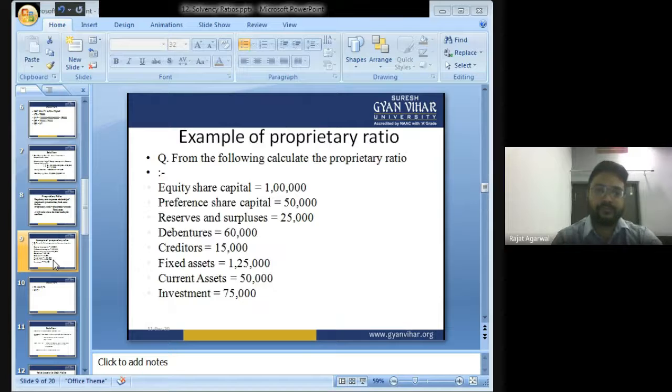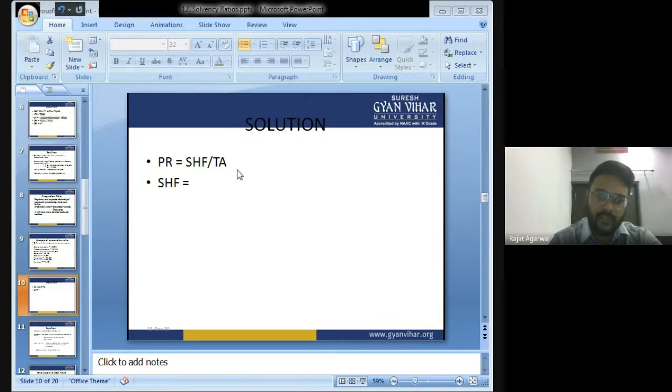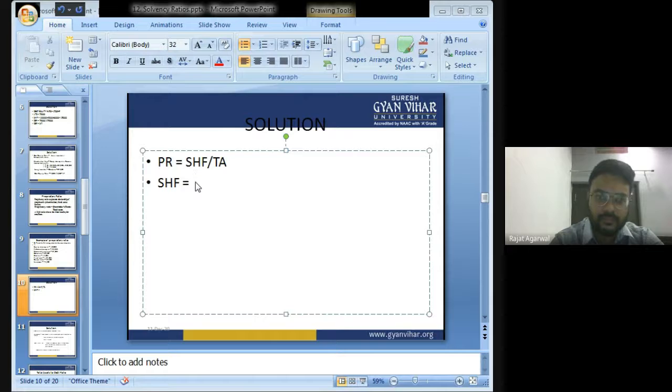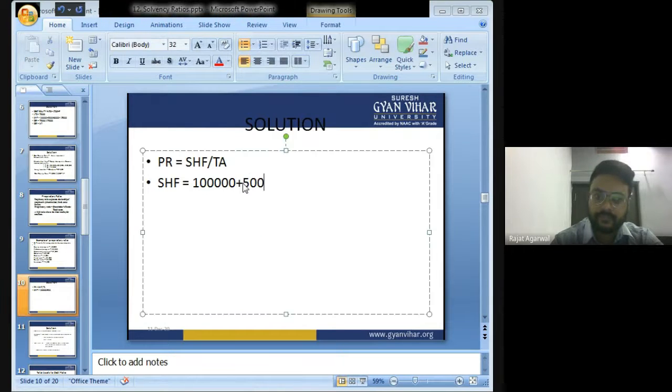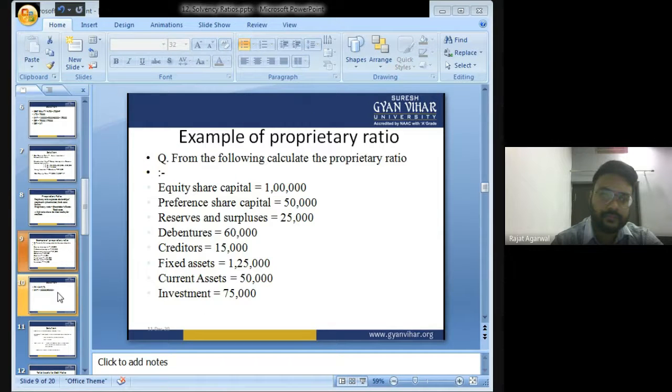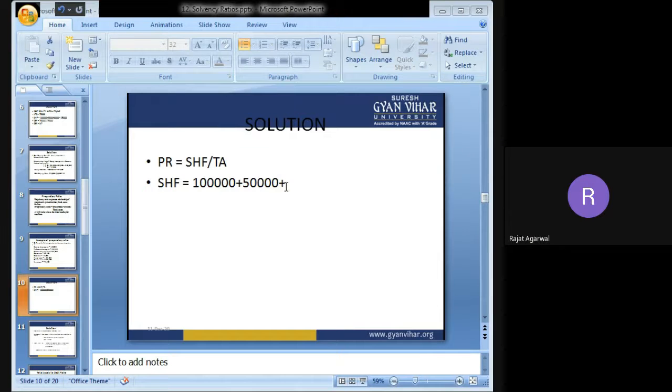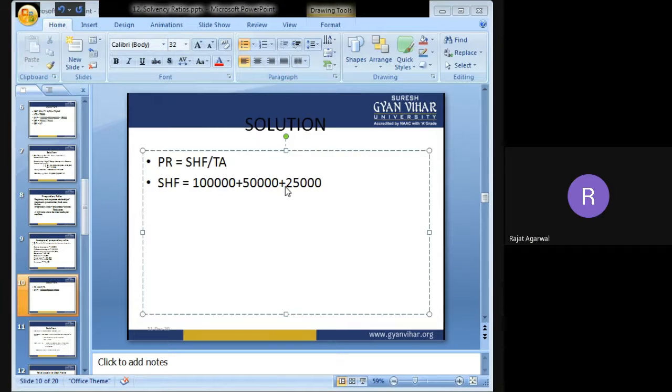Let's calculate shareholder fund. Equity share capital 1 lakh. Preference share capital 50,000. Reserve and surplus 25,000. What will be the total? 1,75,000.